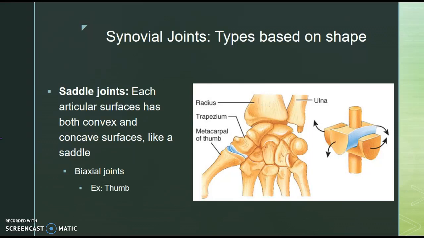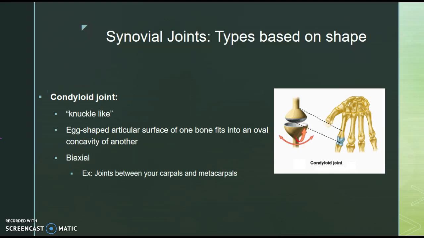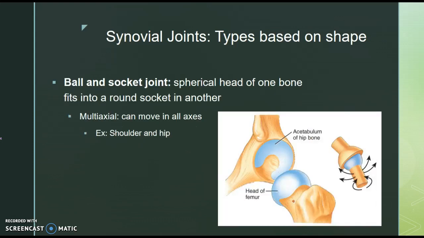These are biaxial joints, meaning they can move in two different planes of motion. This is going to be, for example, your thumb. Your thumb is a really great example of a saddle joint. You have a convex and a concave surface that fit perfectly together. Then we have a condyloid joint, which is basically going to be your knuckles. So these are going to be the joints between your metacarpals and carpals, and also your metacarpals and your phalanges. So they're going to be egg-shaped, meaning that one of the bones is going to be like an oval shape, and then the other is going to be concave, and they fit together.